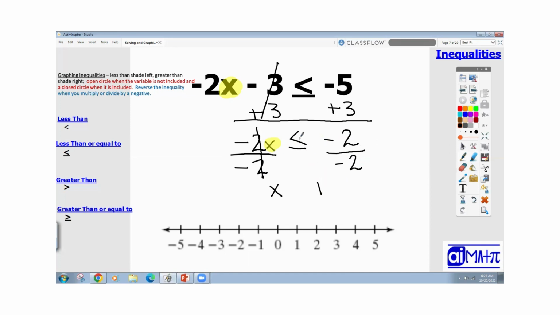This symbol was a less than or equal to sign, but we divided by a negative coefficient here. So this was a negative 2, so I must reverse this symbol and make it a greater than or equal to sign. So now I go to positive 1. There's a line underneath that symbol, so I'll make sure it's included. And greater than means everything to the right. So I would shade all of these numbers.